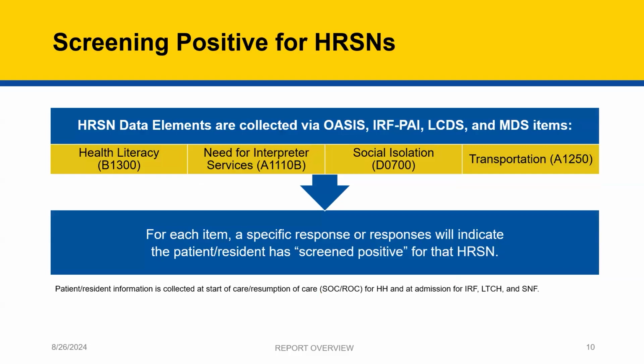These 4 HRSN data elements are collected as items in each PAC setting assessment tool at start of care and resumption of care for home health agencies, and at admission for IRFs, LTACs, and SNFs. These items are used to screen patients for the 4 health-related social needs. For each of these items, specific patient and resident responses will trigger a screen positive for that HRSN.